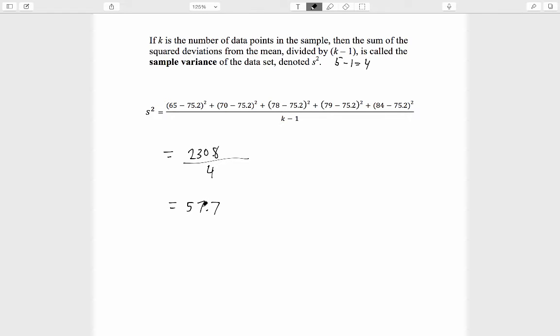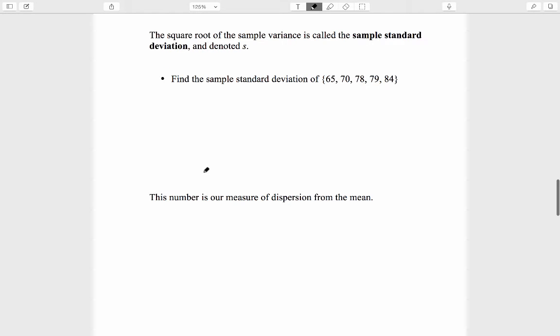But we have 1 step to complete before we're really done. The square root of the sample variance is called the sample standard deviation, and it is denoted little s. This is why we used s squared for the sample variance, because what we're really after is the square root of that, which is just s. So the sample standard deviation here equals the square root of the variance, which is the square root of 57.7, and that is approximately 7.596. All right, now we've computed the thing that we need.